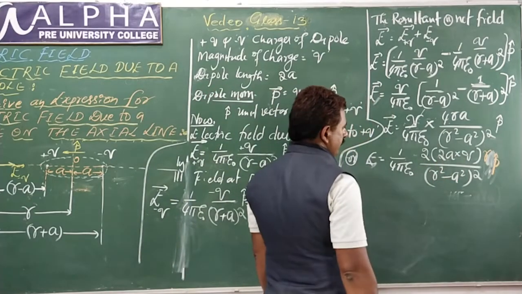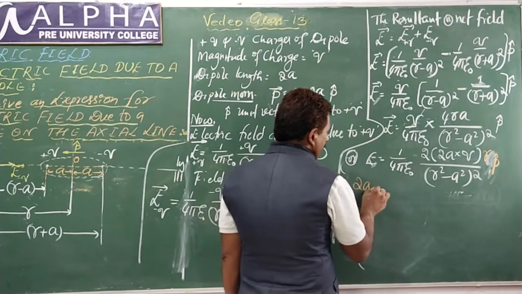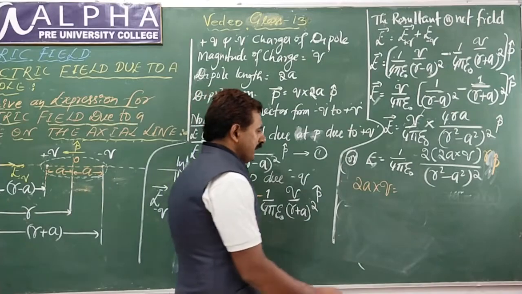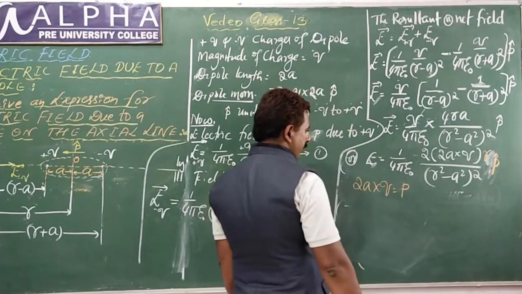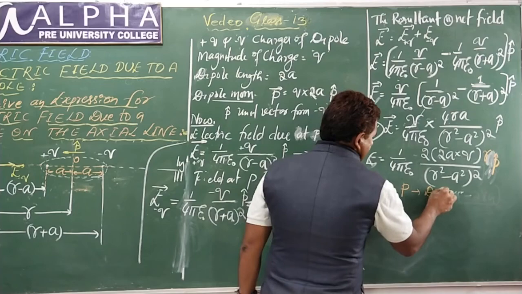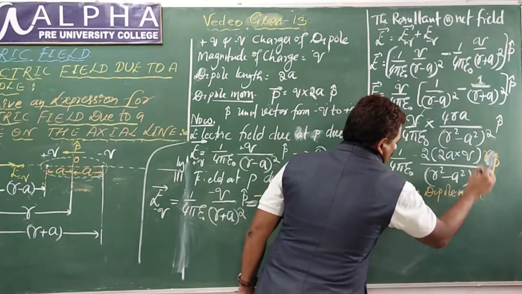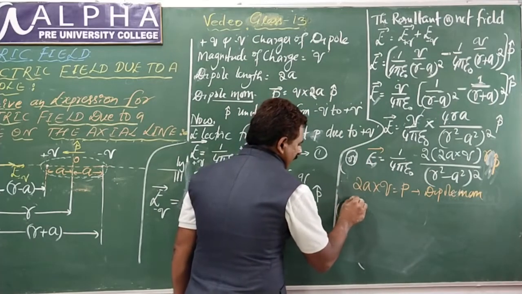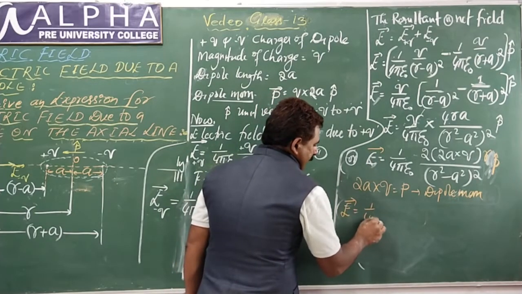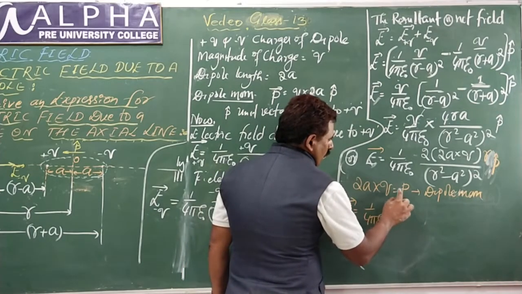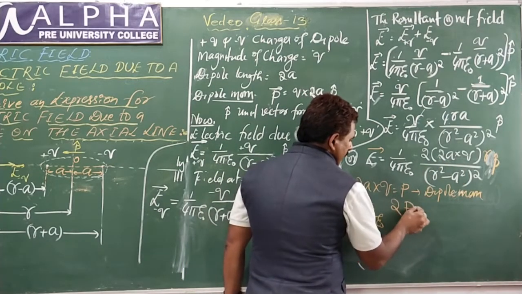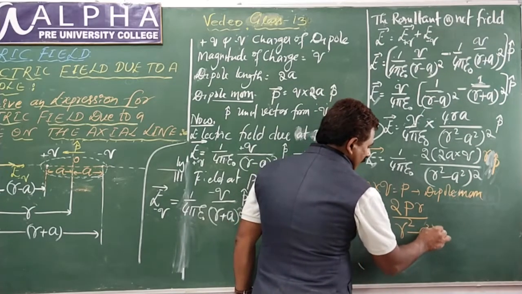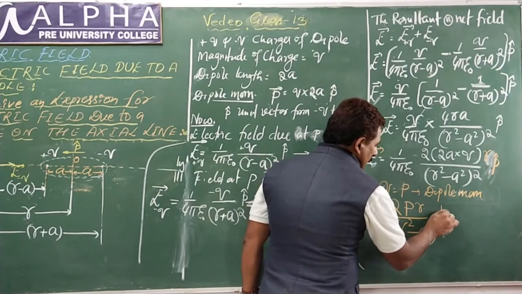Now, what is 2a into q? Can you guess? Yes, it is the dipole moment. Write it like this: dipole moment, write the full word moment, and write the arrow also. Therefore, the resultant electric field vector is 1 over 4 pi epsilon 0 times, for 2aq you write dipole moment, into r divided by (r square minus a square) whole square into p cap.